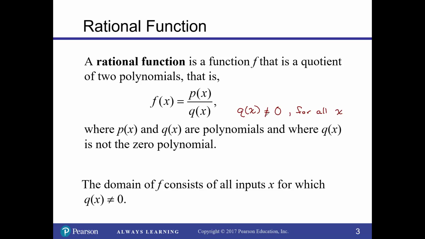We've seen this before, but the domain is going to consist of all inputs for which your q, or your denominator, doesn't equal 0. So what we're going to do when we're finding the domain, like we did towards the beginning of class when we were talking about domains and ranges, is look for the places where the denominator is 0 to remove those from the domain.